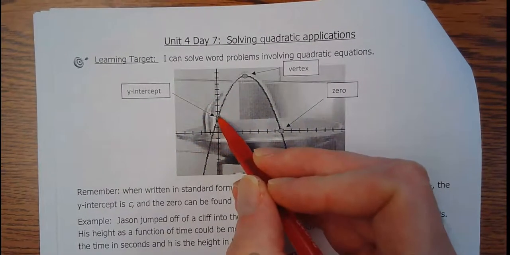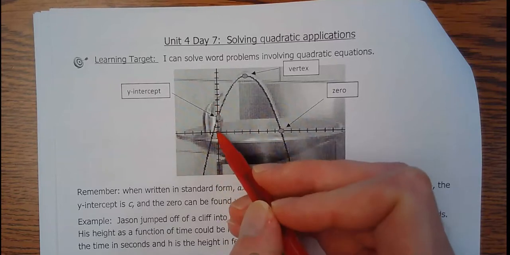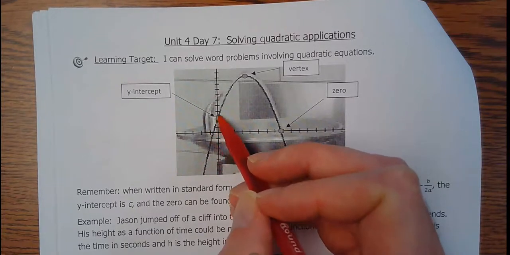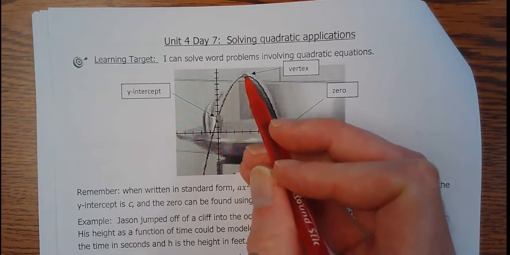So here's the y-intercept, which is typically the starting point. Initially the water is this high above the base of the fountain. It goes up, up, up. It peaks probably right around where you would drink it.